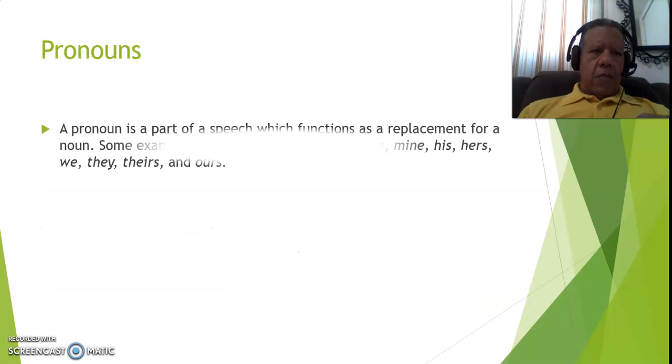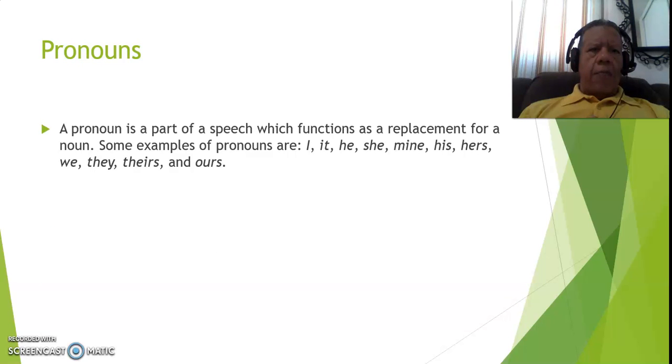Pronouns. Pronouns is a part of speech which functions as replacement for a noun. Los pronombres sirven para reemplazar a los sustantivos. Some examples of pronouns are I, it, he, she, mine, his, her, we, they, theirs, and ours. Hay diferentes tipos de pronombres. Tenemos pronombres personales, tenemos pronombres reflexivos, tenemos pronombres posesivos, etc.